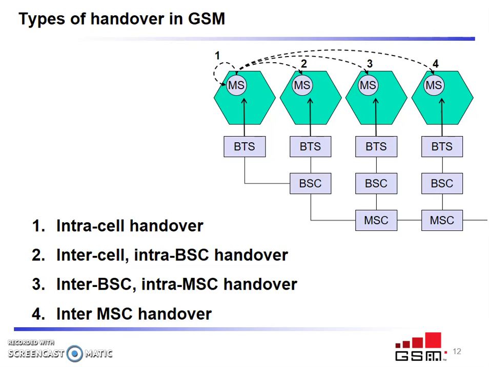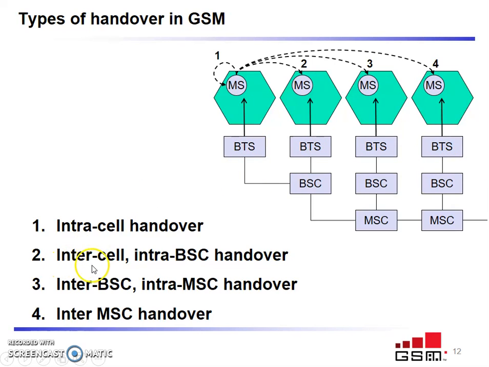Going for the first type, the intra-cell handover: when a mobile station moves within the cell, within the hexagonal cell, we call it the intra-cell handover, and each cell is being handled by a particular BTS. In our example, we have four cells, and each cell is controlled by a single BTS.